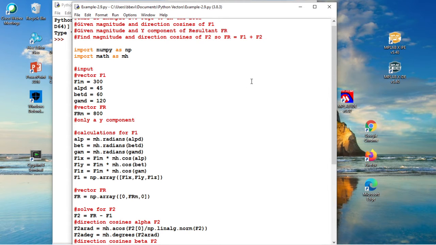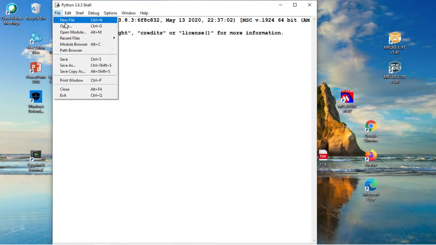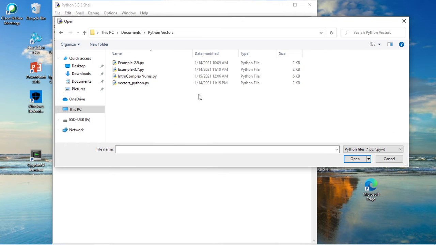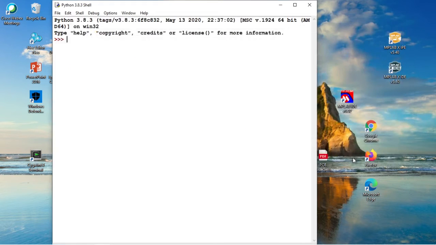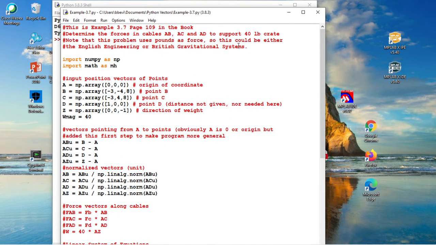So anyway, let's get out of this one and let's go to a more complicated problem. So let's go to File, and let's open up this one here, Documents, and here we're going to do 3.7. Okay, now this one here is essentially you have 4 cables. One cable is hanging down with a 40-pound crate, and then you have 3 supporting cables, AB, AC, and AD. And so we need to figure out what the forces are in these supporting cables. And that's based on the geometry that we can see in this figure.